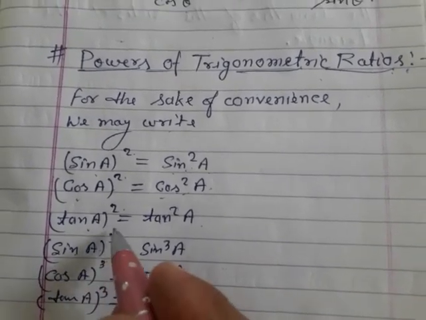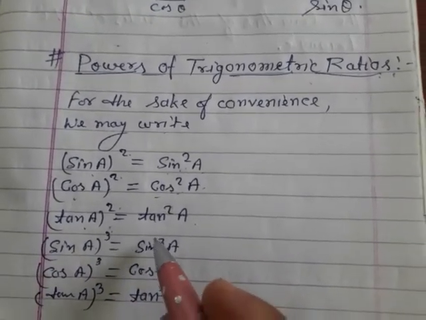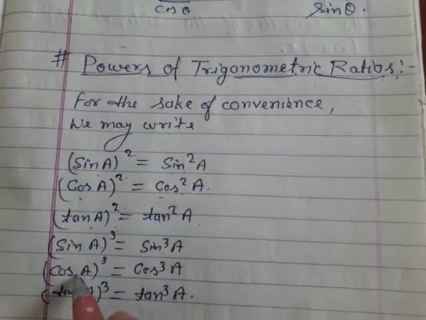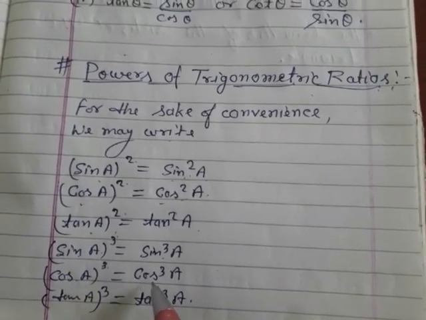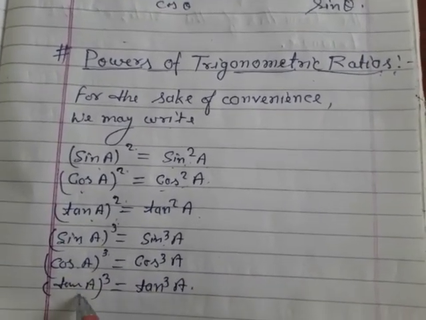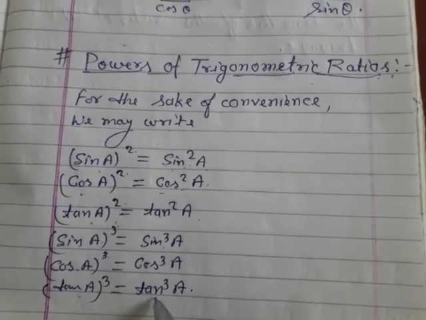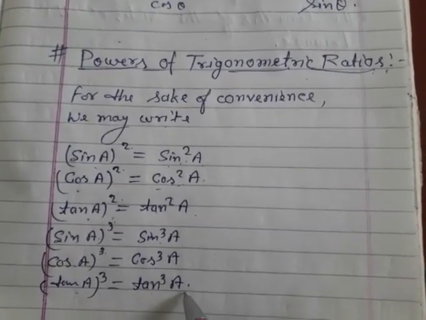Sin a whole cube, this one is sin cube a. Cos a whole cube, cos cube a. And tan a whole cube, tan cube a. Clear?